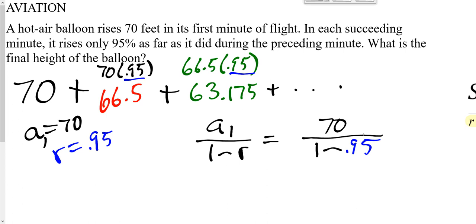And then all we have to do is type that into our handy dandy calculator. If you type it in all at once, put the whole bottom in parentheses, and you get 1,400 feet.